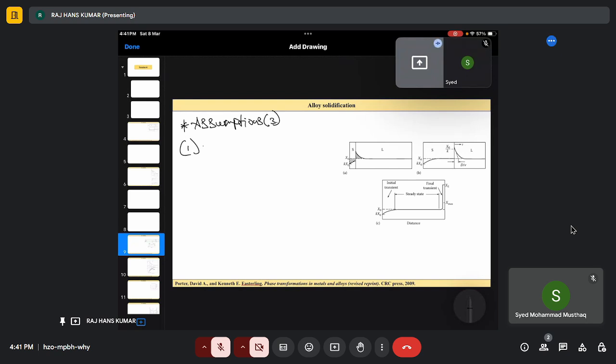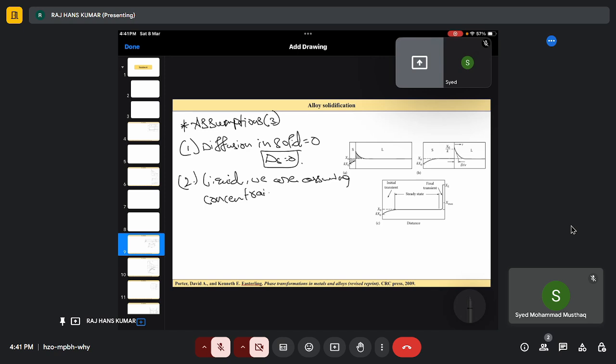First, diffusion in solid is 0, that is Ds is 0. And in liquid, we are assuming a concentration gradient.